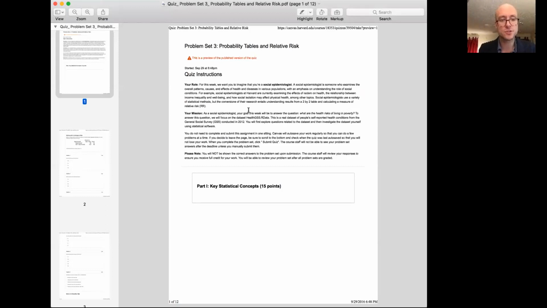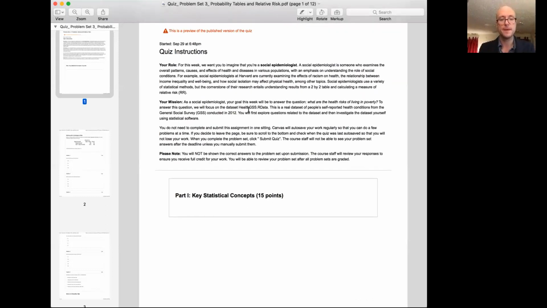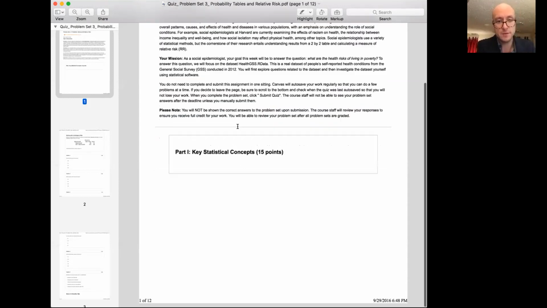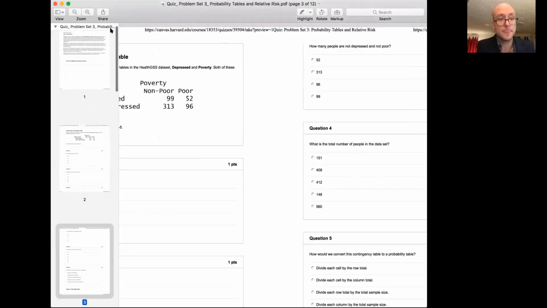Okay. So quiz instructions. We talked about this earlier as a social epidemiologist. What are the health risks of living in poverty? And we use that beautiful data set, GSS. And I think you should be familiar with the flow of the instructions. I don't want to go through this too slowly. I just want to make sure I can get us to a one-page view.